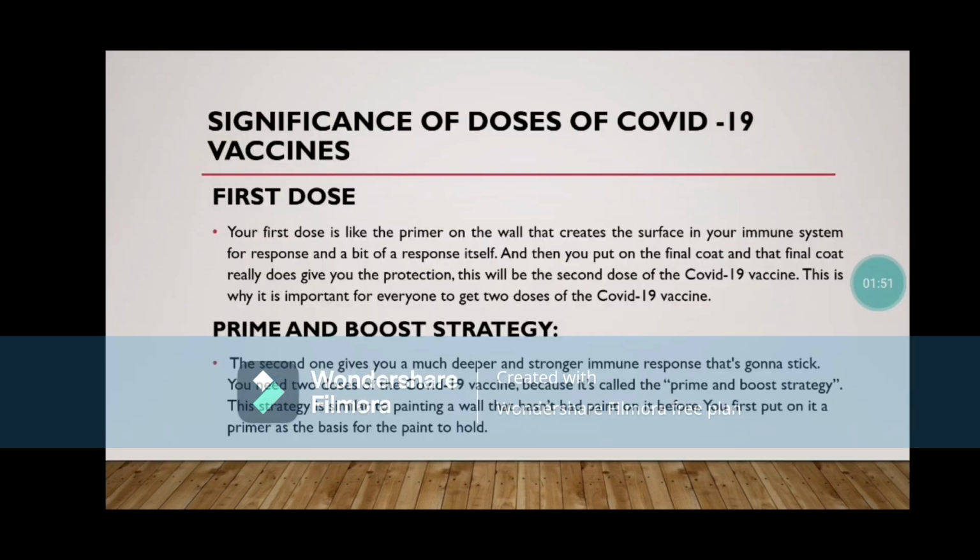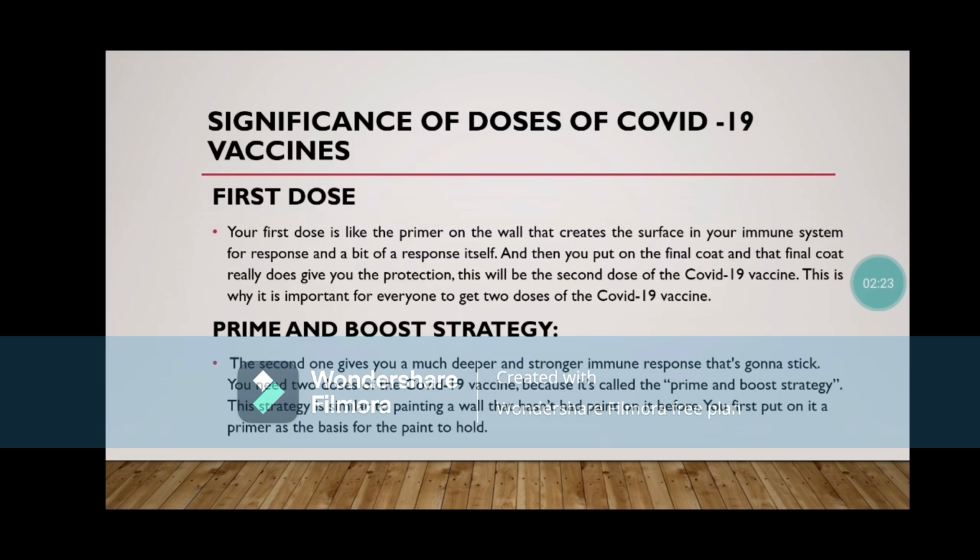Let's talk about the significance of doses of COVID 19 vaccines. Let's talk about the first dose and then the second dose. Your first dose is like the primer on the wall that creates the surface in your immune system for a response and a bit of a response itself. And then you put on the final coat, and the final coat really does give you the protection. This will be the second dose of the COVID 19 vaccine. So getting the second dose was that important, that without the second dose we were not fully vaccinated. This is why it is important for everyone to get 2 doses of COVID 19 vaccines.